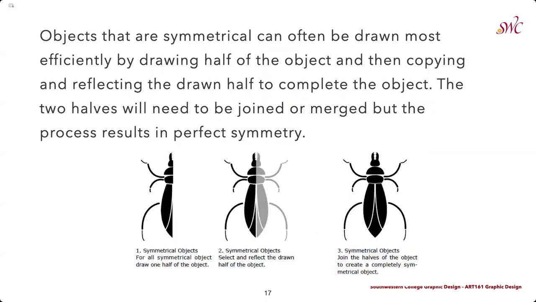Now, if you're dealing with an object that is more symmetrical, this can often be drawn most efficiently by drawing half of the object and then copying and reflecting the drawn half to complete the other side. The two halves will need to be joined or merged together, but this will create perfect symmetry within the object that you are translating.